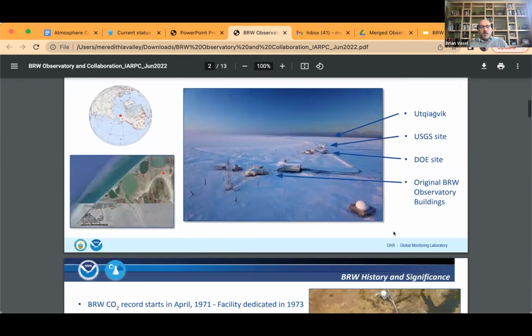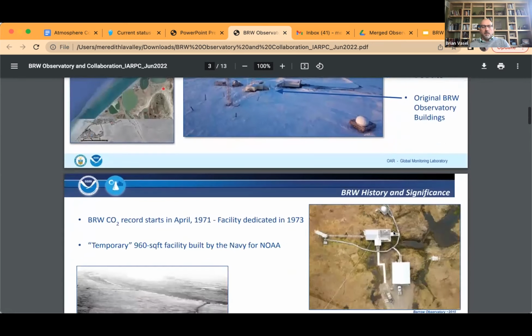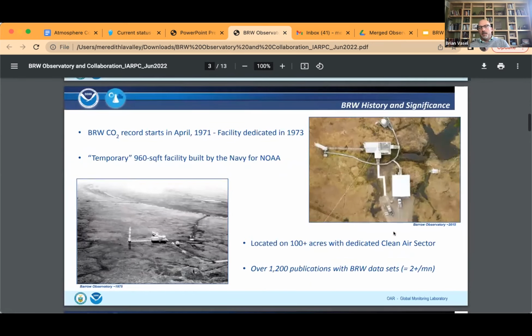So we've been up at Barrow. Like I said, our first measurements were taken in early 1971, just testing the location. I believe April of '71 actually predates NOAA as an agency. I think we came online officially in 1972, or maybe it's '70. It's one or the other.